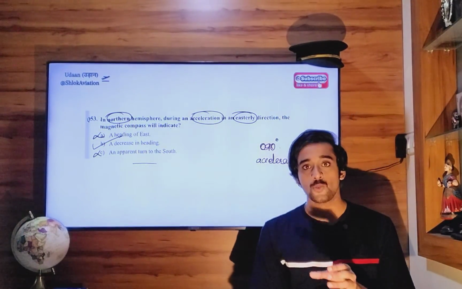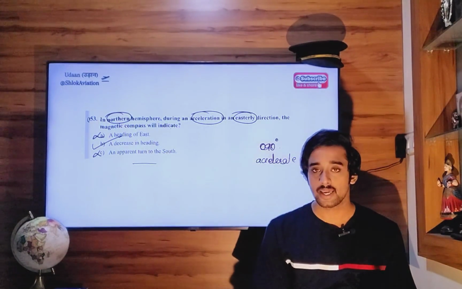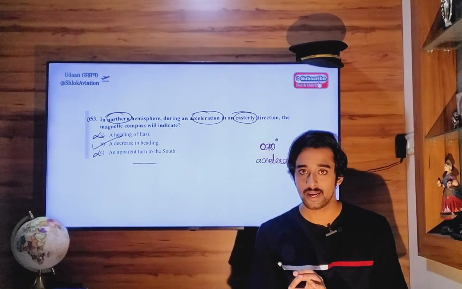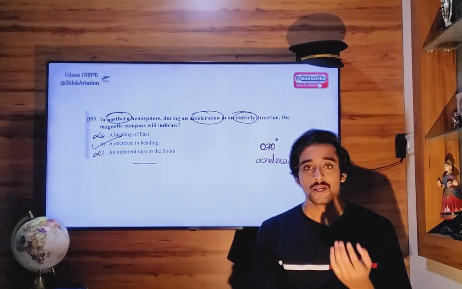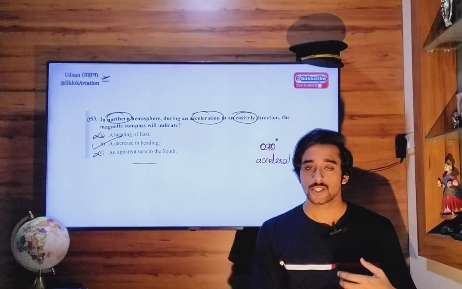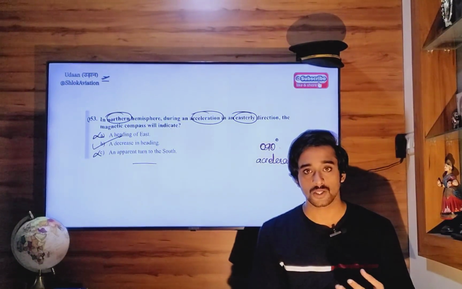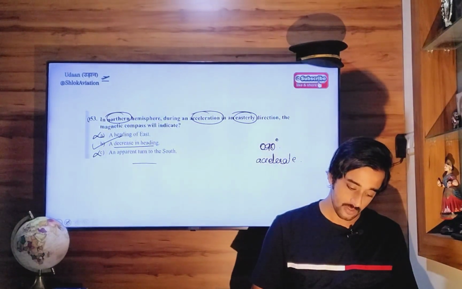The outcome will be you will get an apparent turn towards the north pole. So what is the north heading? It is 000, right? So instead of getting shown an accurate direction of 090, you will be shown any direction which is less than 090, 050, 040, something like that, right? So a decrease in heading.